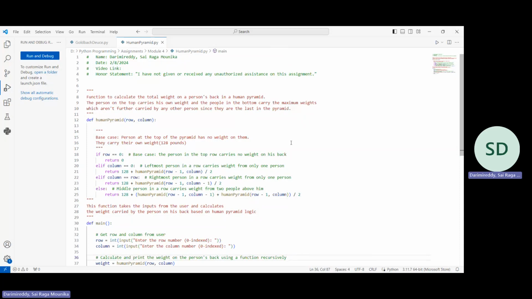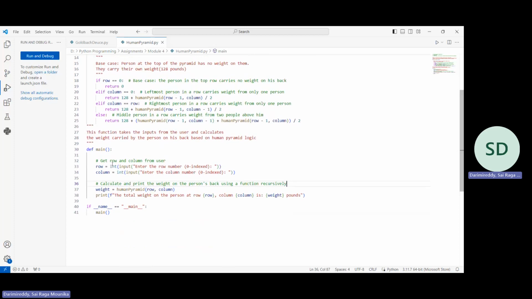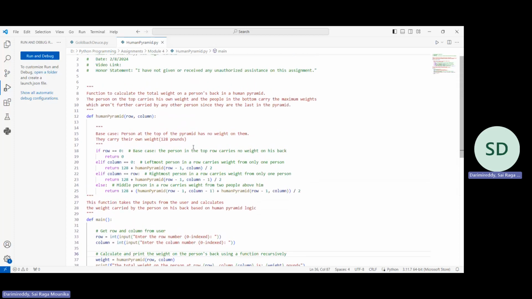his own weight. Initially, the row and column are entered by the user, for which we have to find the weight of that particular person, whatever he is carrying. So we are using this function, human pyramid. It takes a number of rows and columns. Based on these conditions, it checks for the human pyramid.